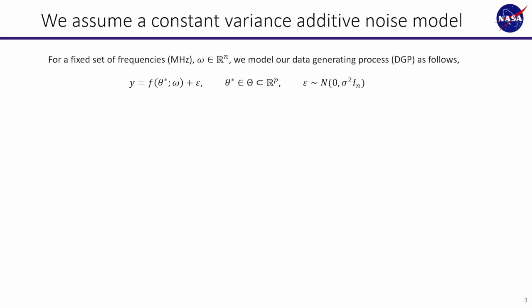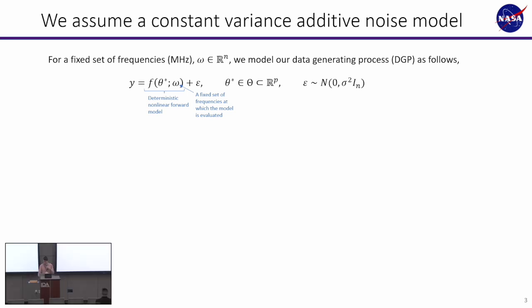Okay, so now a bit of the statistics nerding. So we'll assume a constant variance additive noise model. And I've been assured by my scientific collaborators that this is reasonable, although of course we could posit a different model and think about different techniques. But the characteristics of this is that we have, again, this deterministic nonlinear forward model, and we'll think about evaluating this at a fixed vector of ultrasonic frequencies. So now I'm using notation a bit. This omega is now a vector of length n.